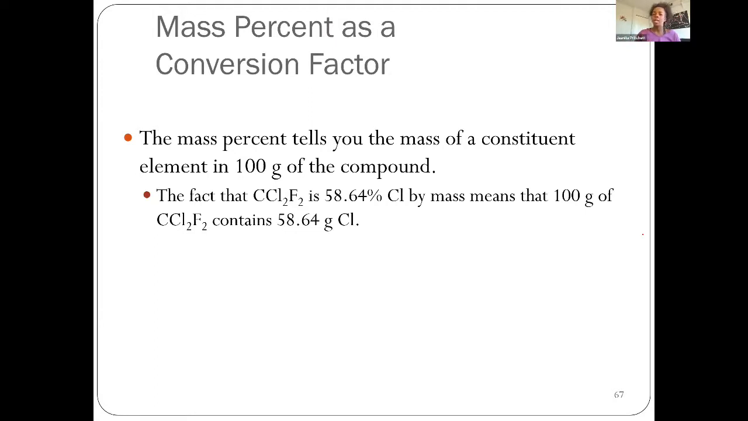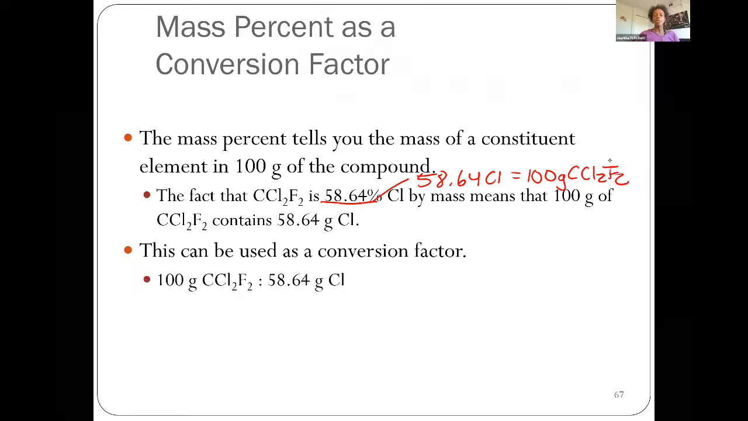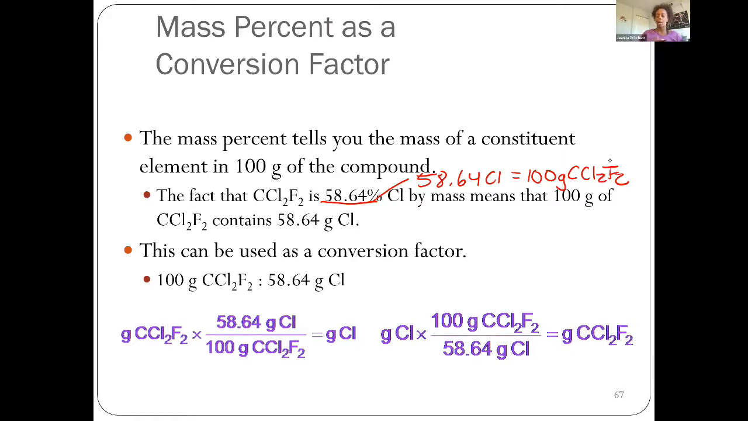So for instance, if I say I have 58.64% chlorine by mass, that means if I had 100 grams of this entire compound, 58.64 grams of that would be chlorine. So we're just simply taking the gram amount of the individual over the mass for the entire thing. Well, that becomes a conversion factor that we can use. And so if I was trying to convert from talking about the individual to the whole or vice versa, I can now plug that in based on the desired needs for this problem.